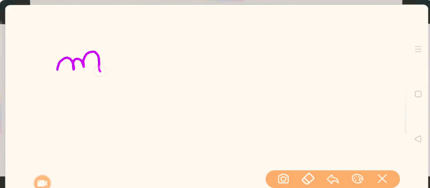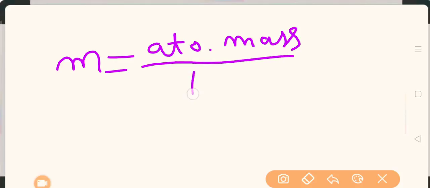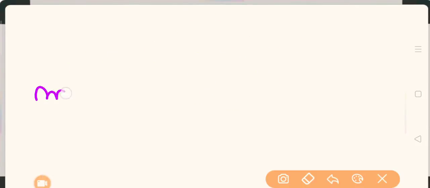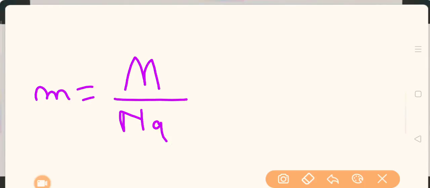If you want to find the mass of a single atom, you need atomic mass divided by Avogadro number. That means atomic mass is the mass of 1 mole of atoms, so total mass of 1 mole divided by the number in 1 mole. Using this equation, you can find the mass of a single atom. That means mass of single atom is equal to atomic mass capital M divided by Na, Avogadro number. Now let us put this value of small m into our equation.